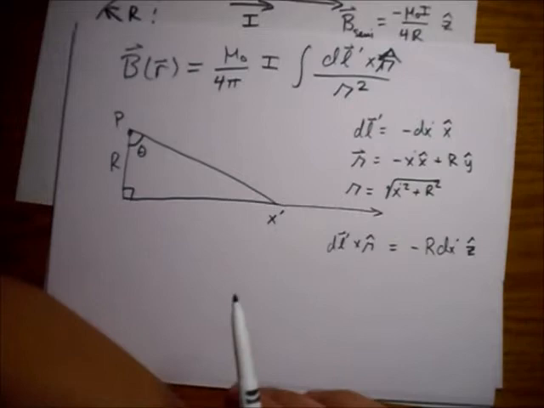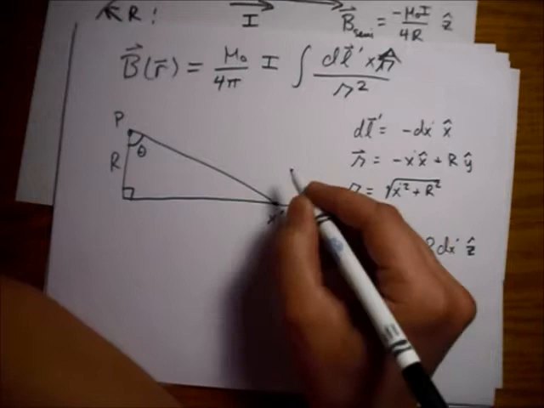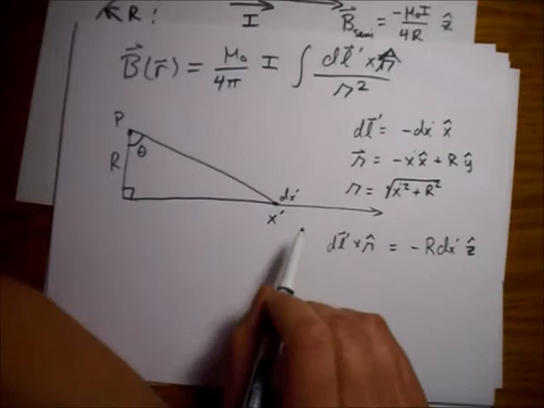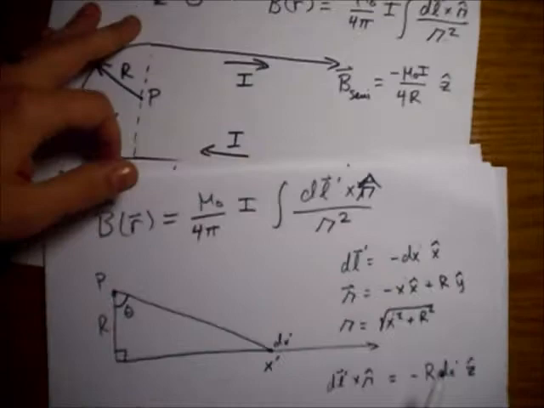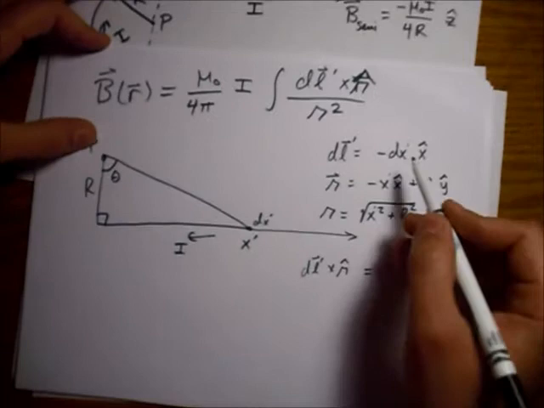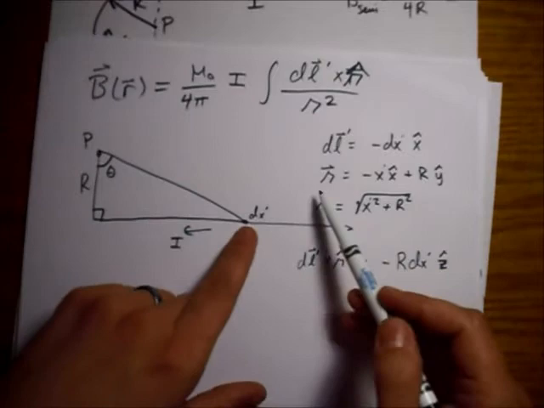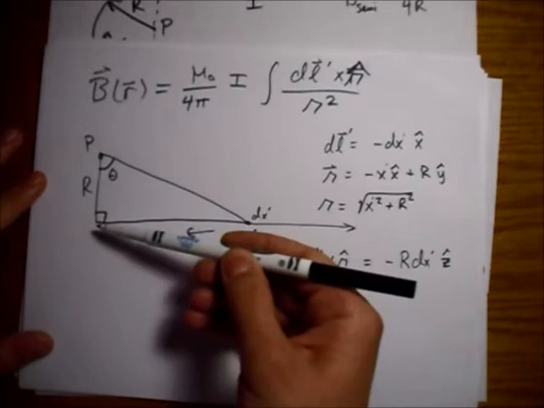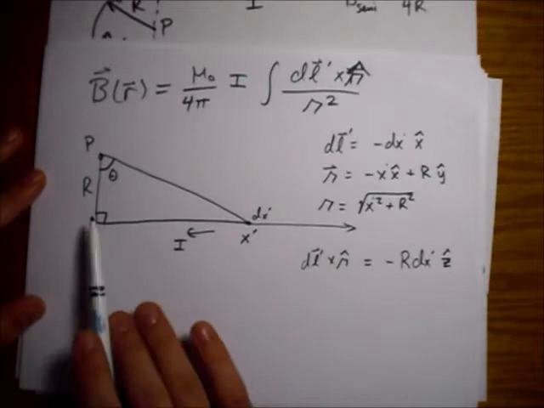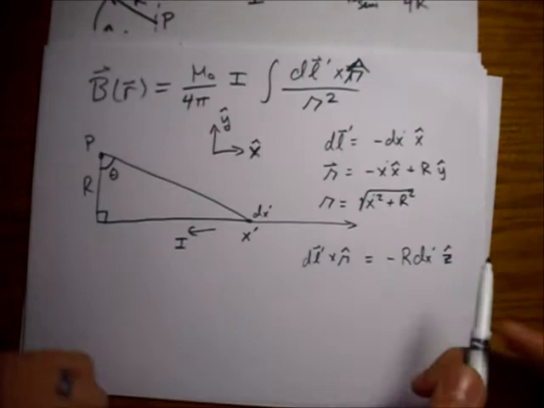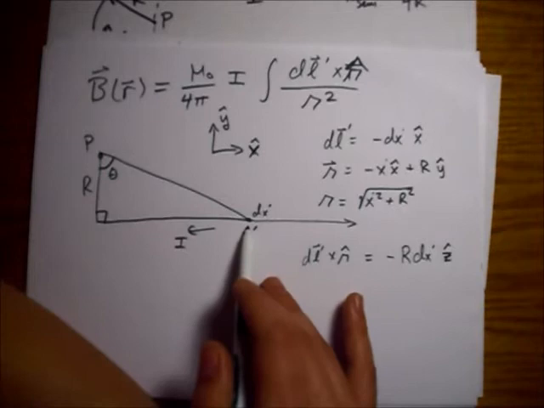So we have our little segment right here, dx prime, and the current was going in this other direction. Let me write that in real quick. So that's where we get this minus sign from, the minus x hat direction for our little piece of current. This r vector is going from here to here. So it's an x prime in the minus x hat direction, and then r up in the y direction. Let me write this in real quick: x hat, y hat. And then, just using the Pythagorean theorem, we have x prime squared plus r squared is equal to this piece right here.